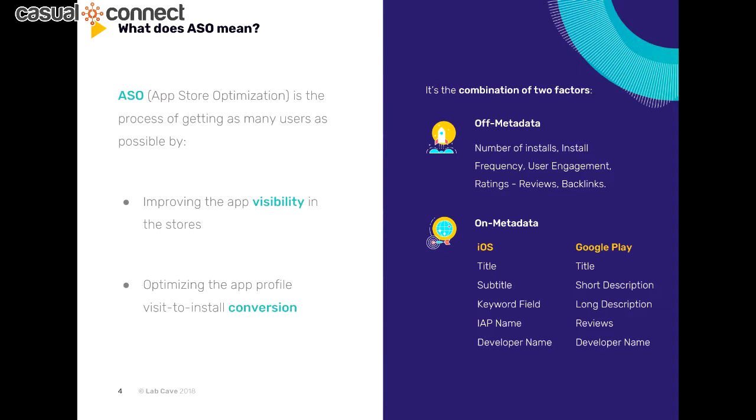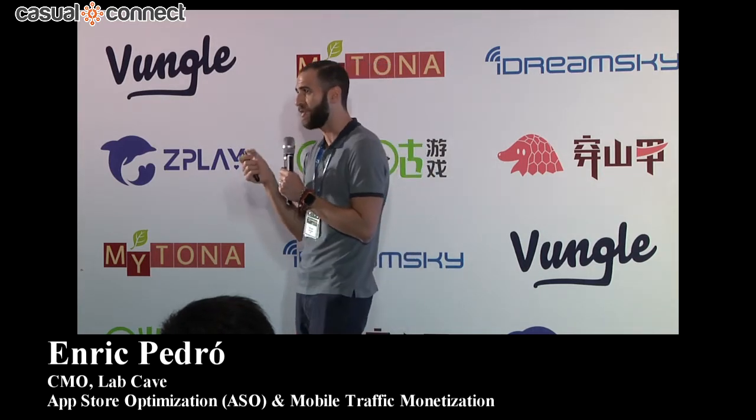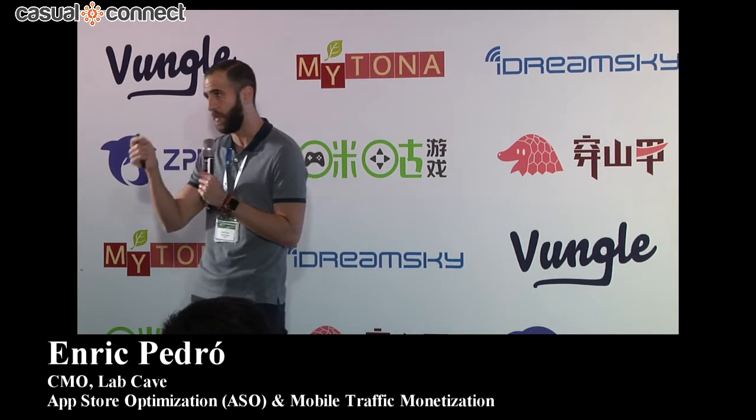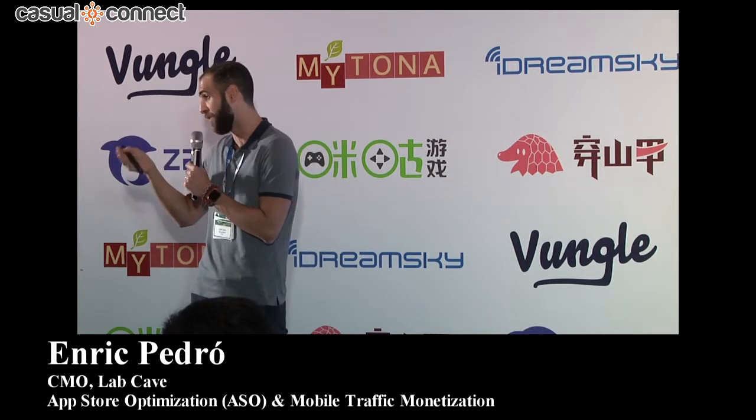So to start with, what does ASO mean? As I said before, ASO stands for App Store Optimization. Basically, it's a process of getting as many users as possible by two different things. First one is improving the app visibility. That is how likely it is for someone to find your app on the App Store or Google Play. That is, someone opens the App Store, they search for specific keywords, or maybe they go in a featured area and so on. That's how they perform this organically.